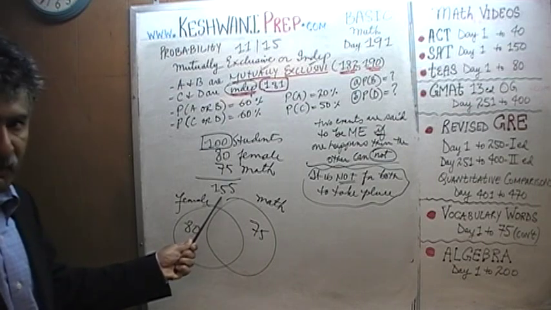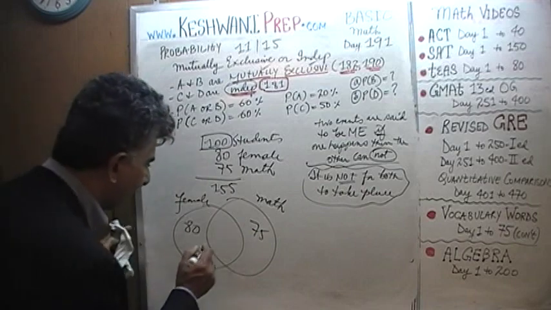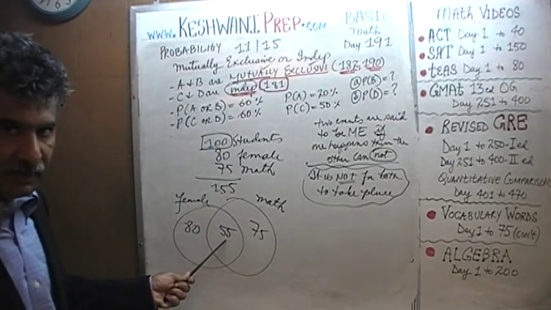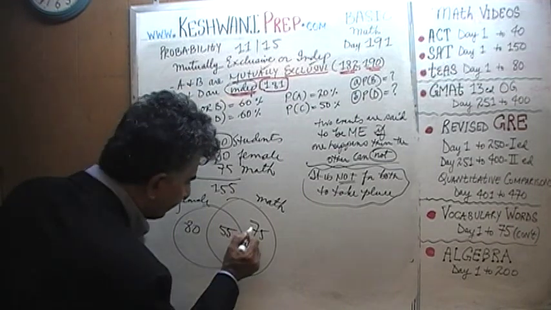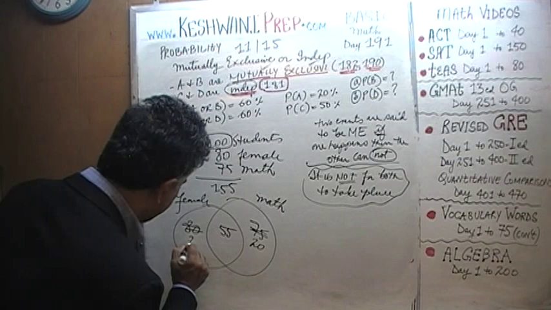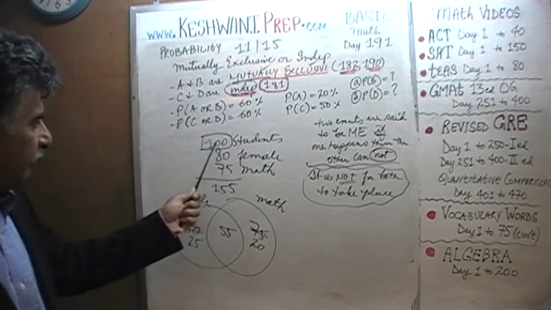As we add up the two numbers, we realize it comes out to be 155. That tells us that 55 are being counted twice. That 55 goes in the common area. As soon as you put the 55 in that common area, we have to go back and adjust this figure. Subtract 55 from here, it becomes 20. Subtract 55 from here, it becomes 25. And that tells us there are 20 people out of these 100 students.